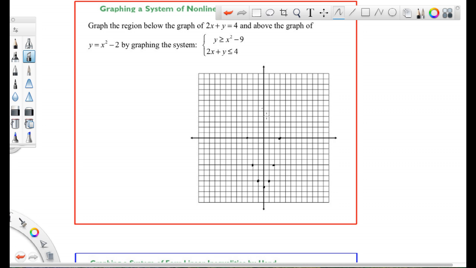2x plus y, I need to go a little further because it's going to go through 4. So I was at 5, right? So 1 and 7. So 2, 3, 4, 5, 6, 7. We'll use symmetry over here. And then check here. So solid line for this parabola. Actually for both of these. So the parabola is going to look a lot like this.